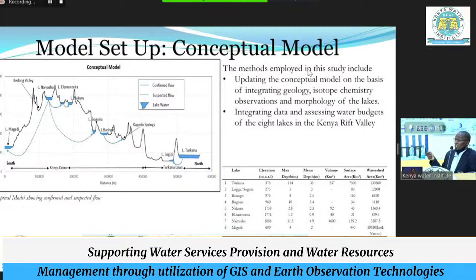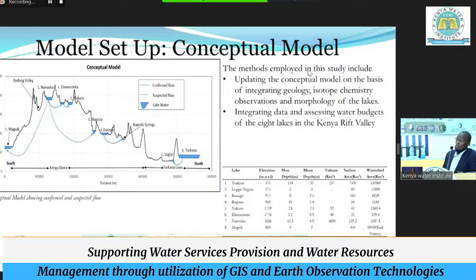Towards the south in Magadi, it is suspected. Towards Lake Bogoria, it is suspected, but it has not been confirmed. And therefore, we intended to run the model to see if our model will show us whether indeed it is possible for us to have those flows. Next, please. So that's the conceptual model.